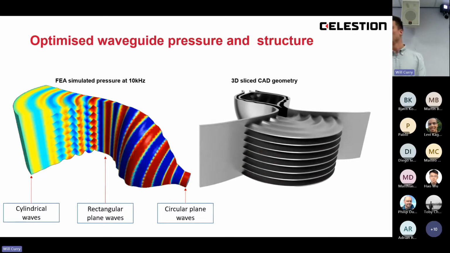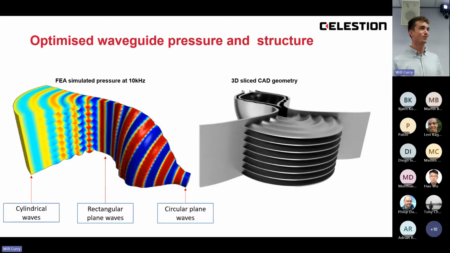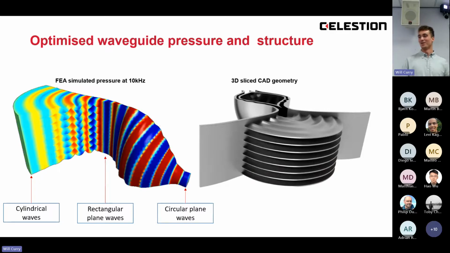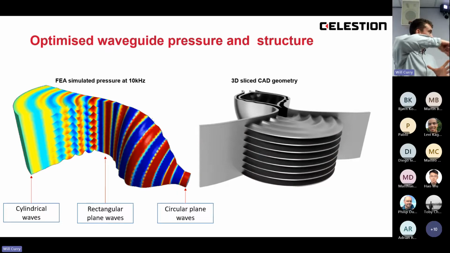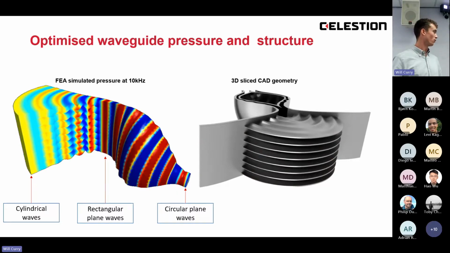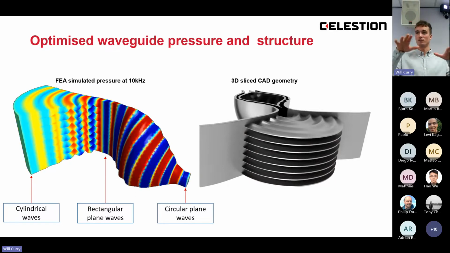This is what would actually be manufactured. Well, it's a sliced CAD geometry, so it's, I guess, half of what would be manufactured. But it shows the inside shape of that wave shaper, so you've got those corrugations, and it also highlights how the horn has been split up into these separate channels using sort of corrugated fins.